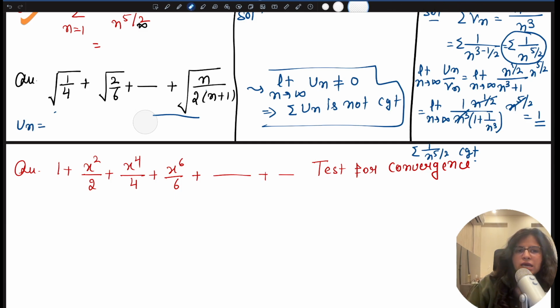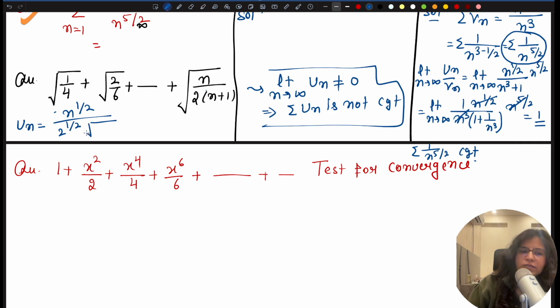equal to the last term. What is the last term here? n to the power 1 by 2 divided by 2 to the power 1 by 2 and under root n plus 1. Now if I take limit n tends to infinite un, then this is equal to limit n tends to infinite n to the power 1 by 2 divided by 2 to the power 1 by 2.